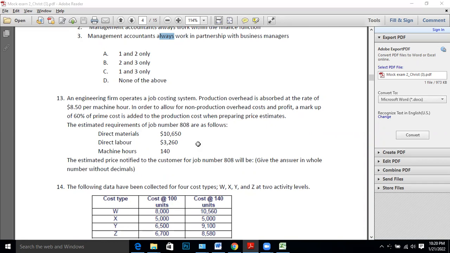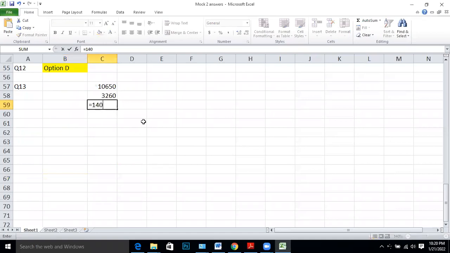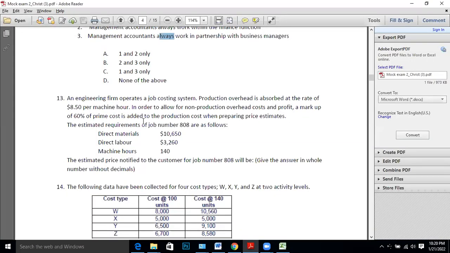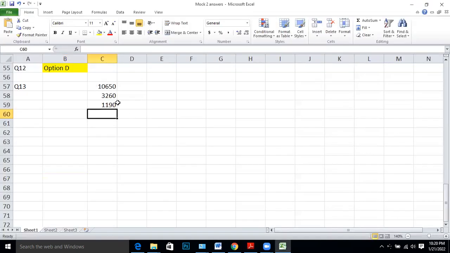Labor 3260. Overhead is going to be 140 hours at 8.5, because it is per machine hour. But 60% of prime cost is added. Remember, this is not prime cost. Prime cost means these two only. So how much markup are you going to add?